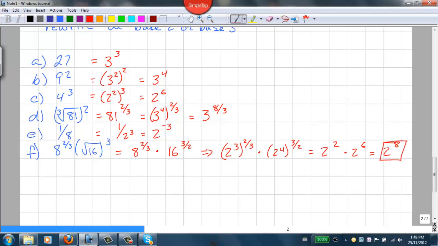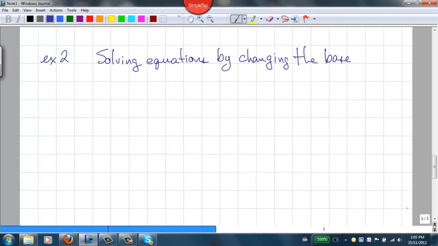Okay, replay it, listen to it again, make sure that you're clear on how to do each of those things because it becomes very important in what we do for solving equations in the next example. Okay, so now we can go on to example 2. And we can apply the techniques we learned in example 1 to solve equations by changing the base.